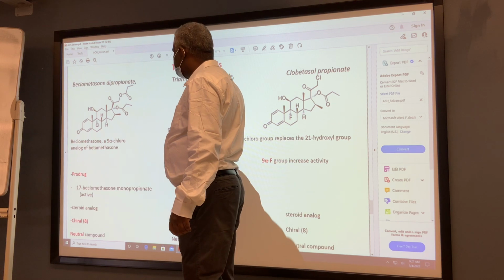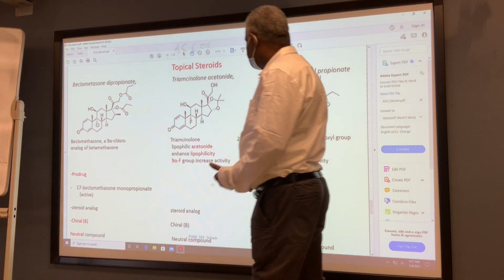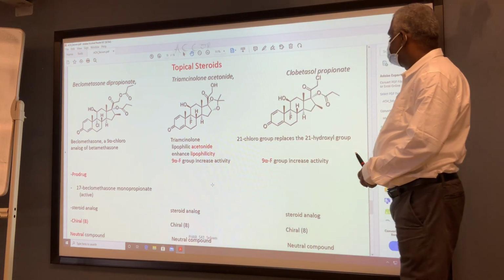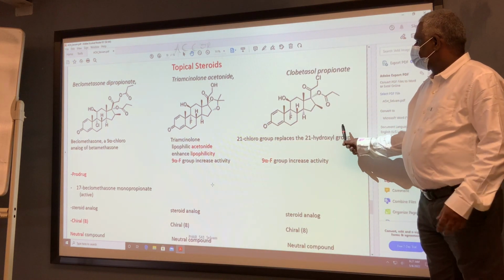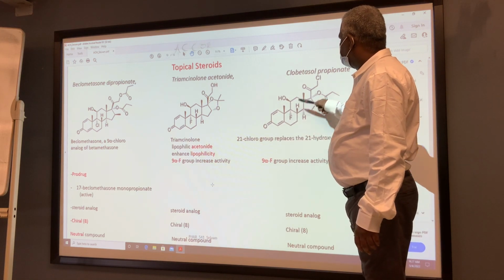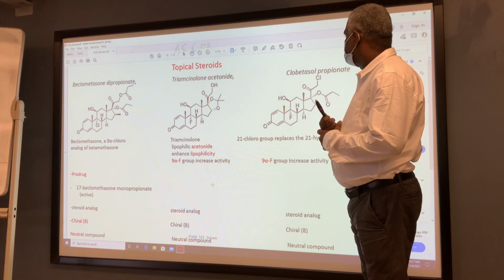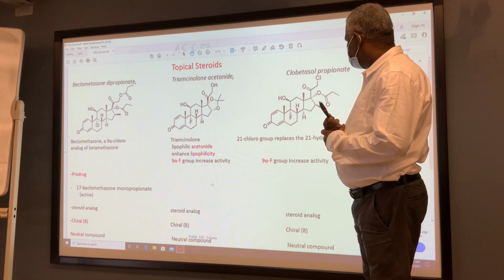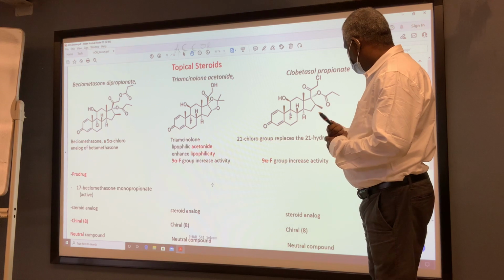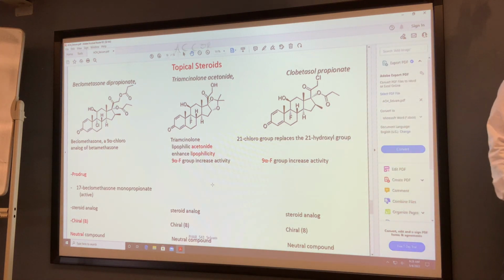Fluorine increases activity compared to chlorine. Fluorine is more active, and it's a steroid analog, with 8 chiral centers and a neutral compound. And here we have two combination changes. One is the fluorine, and there is a chlorine additionally. These two in combination make the compound more active than triamcinolone and beclomethasone. It's a steroid analog, the chiral centers are 8, and again it's a neutral compound.